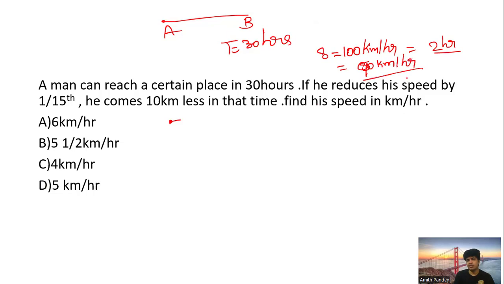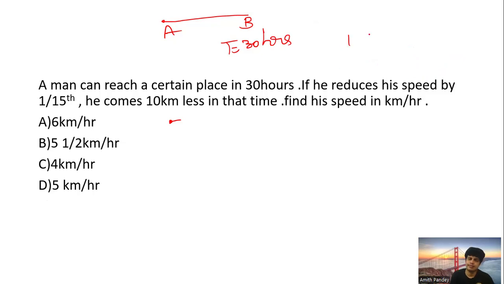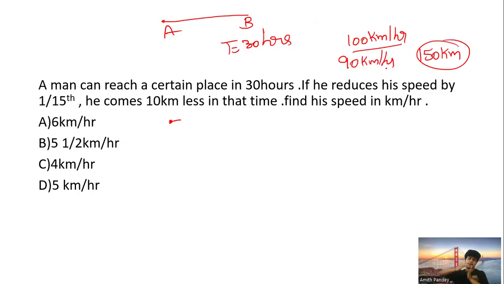It means every hour how much you are reducing? 10 kilometer. Now you are reducing your speed to 90 kilometer per hour. It means earlier you were going at 100, now you are going at 90. It means what is the speed that you have reduced? 10 kilometer in every hour.